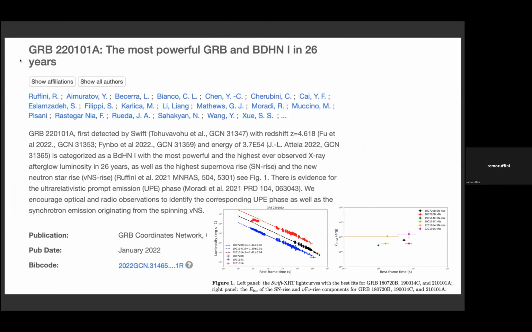And certainly the starting point was 220101, here represented in red, as the most powerful X-ray afterglow of all the other BdHN1 which we had studied before, in particular 190114C. And then we were challenged to look also at the farthest possible BdHN1, which was discovered in our group by Luca Izzo. And this led us, of course, to a very intense analysis of the characteristic episodes.